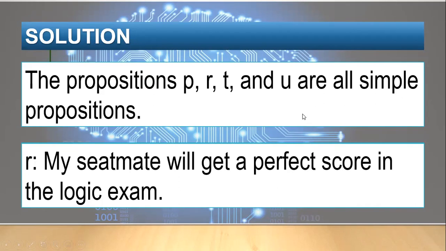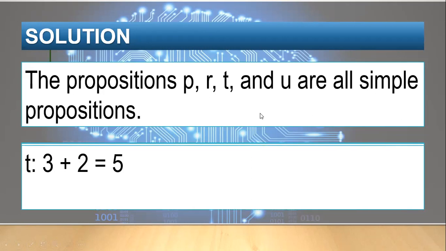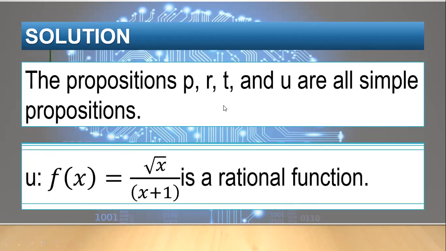We also have proposition R, which is also a simple proposition: My seatmate will get a perfect score in the logic exam. We can tell that this is a simple proposition since we are not seeing a logical connector. Also, proposition T is a simple proposition: 3 plus 2 is equal to 5. And lastly, proposition U is also a simple proposition: f of x is equal to the square root of x over x plus 1 is a rational function. We did not see any and, or, or if-then statement.